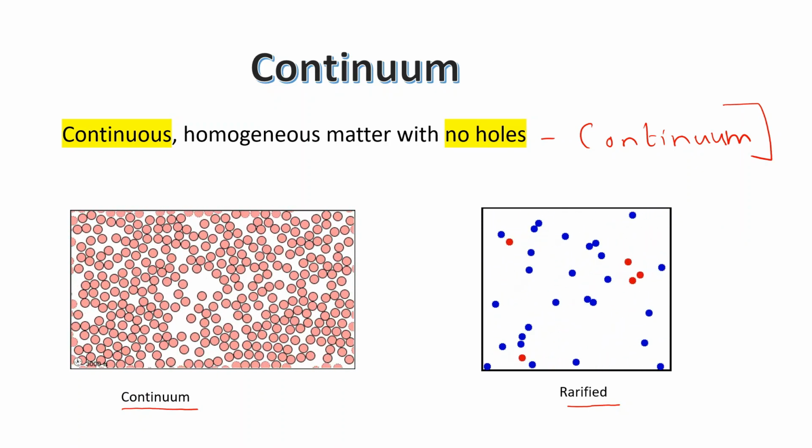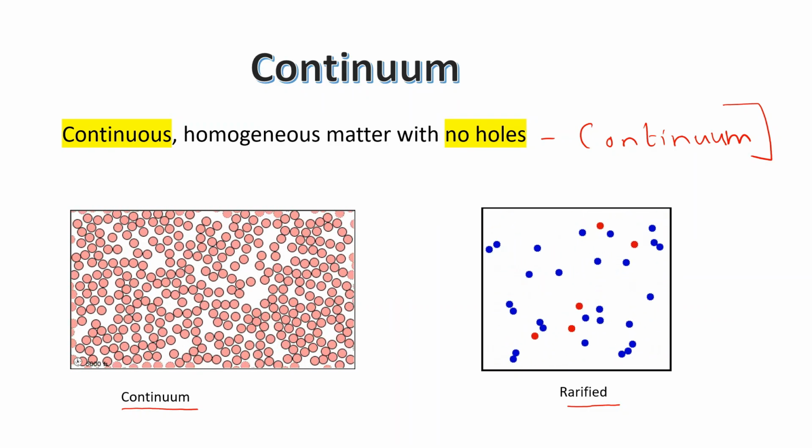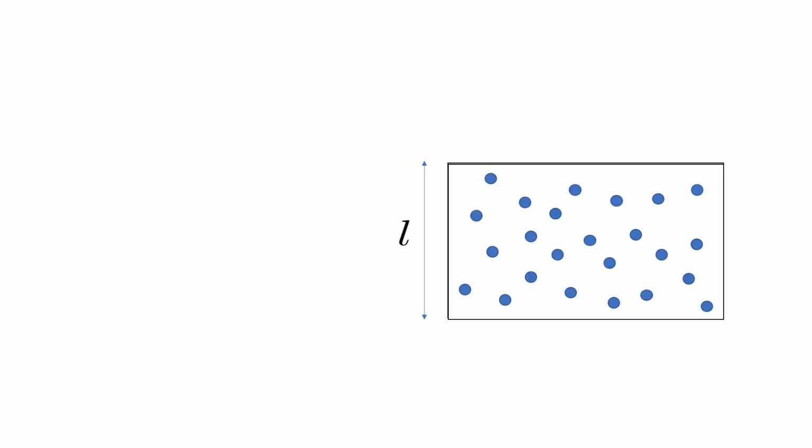So how do you make a classification between continuum and rarefied gas? The continuum model is applicable as long as the mean free path is much lower than the characteristic length. Mean free path is the distance traveled by the molecules between two successive collisions. You can see one molecule here and another here. So the distance traveled by the molecule between two successive collisions is called mean free path, that is lambda.